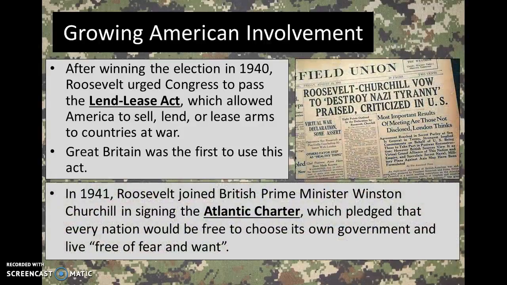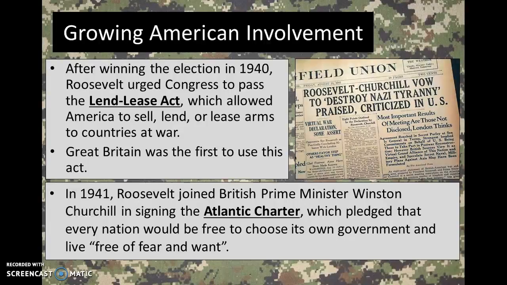And then in 1941, Roosevelt joined Winston Churchill, who was the Prime Minister of Great Britain, and they signed the Atlantic Charter, which was not Roosevelt signing on to get involved in the war, but it was an agreement between the two that pledged that every nation would eventually be free to choose its own government and live what they called free of fear and want. So essentially, Roosevelt and Churchill were speaking out against the atrocities that these dictators like Stalin and Hitler and Mussolini had been creating in Europe.